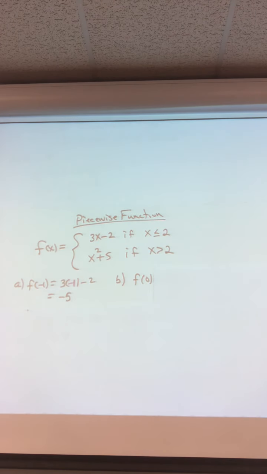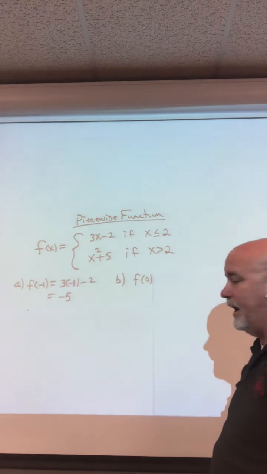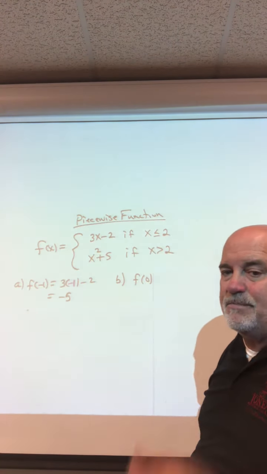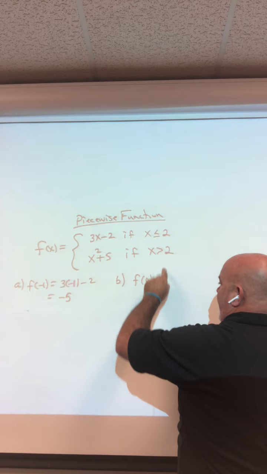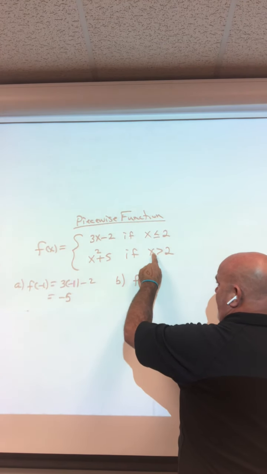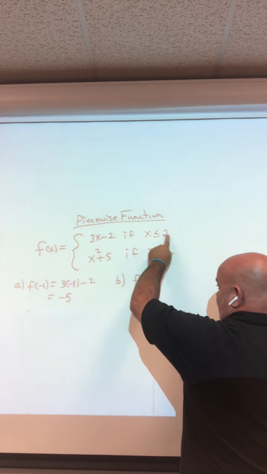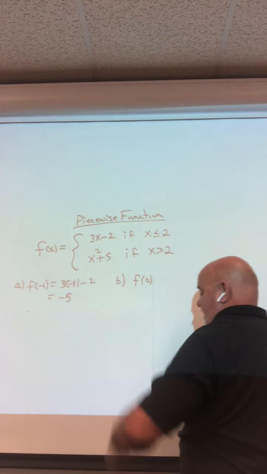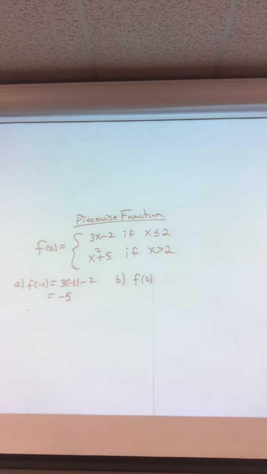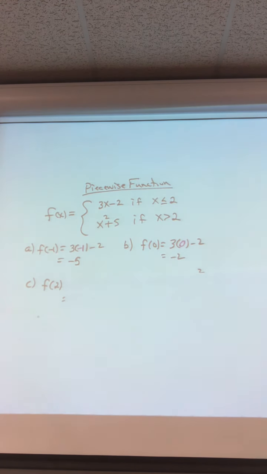Okay, let's do another one. Let's do f of 0. Okay, f of 0, what does that mean? It means let x be 0. Well, which one of these pieces allows x to be 0? If you let x be 0, is 0 bigger than 2? It is not. Is 0 less than or equal to 2? Yes, it's less than 2. So 0 goes into this top piece again. So when you do that, it's 3 times 0, which is 0, minus 2, which is -2.